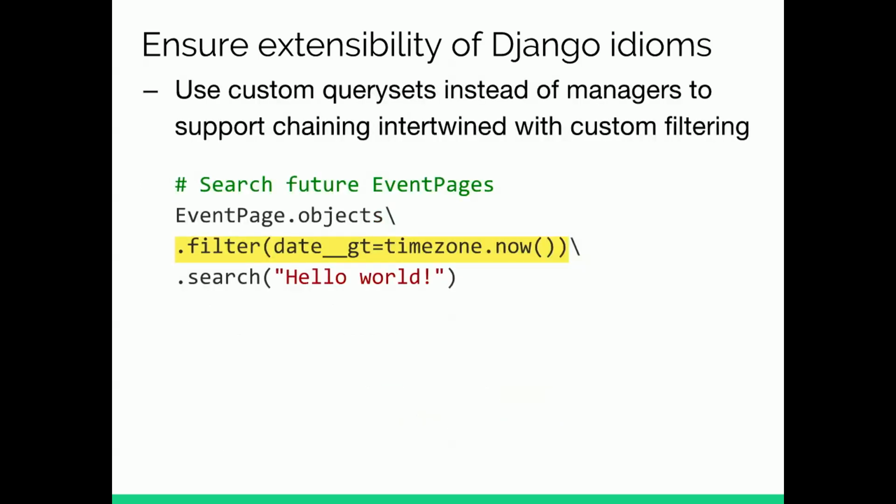Also, custom query sets. This is already for free if you use custom query sets, but they can be intertwined with custom logic, like search for future event pages in Wagtail. You just put your own logic, and after it, you call the search method provided by Wagtail, and it just works. So if you use custom query sets, you have this ability, instead of using managers where you don't have this ability to intertwine your custom logic.